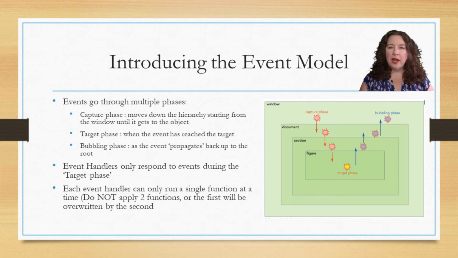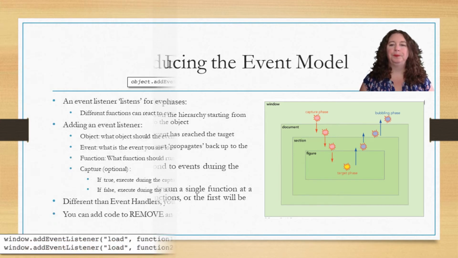It's also important to recognize that each event handler can only handle a single function at a time. You can't say onload function 1, onload function 2, because onload will be assigned to function 2 and function 1 will just get lost. You have to create maybe a third function that does function 1 and then function 2, and call that one. But you can't have two different event handlers doing the same event on the same element at the same time. One will get overridden by the other.